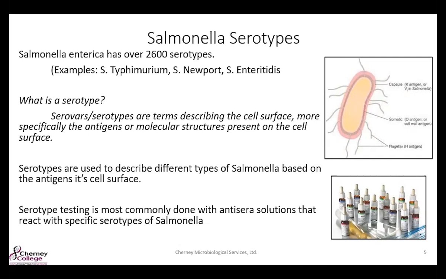based on serotype testing, which is usually done with various anti-sera solutions, as depicted in the picture in the bottom right. Those solutions will react with different types of Salmonella and be able to narrow it down and tell us what group of Salmonella we're talking about here. So it gets us a little bit more information to tell us if we're looking at Salmonella typhimurium, Newport, or any of those other species and serotypes of Salmonella.